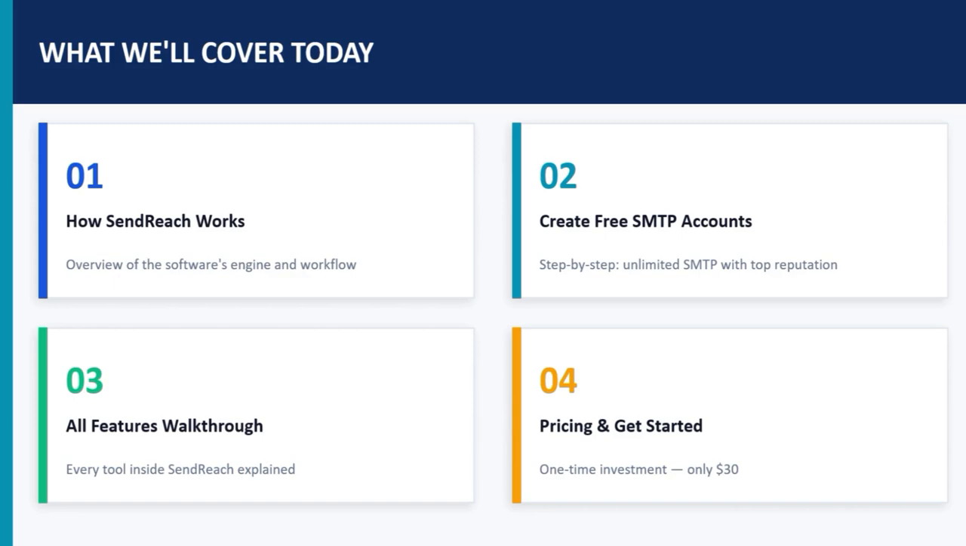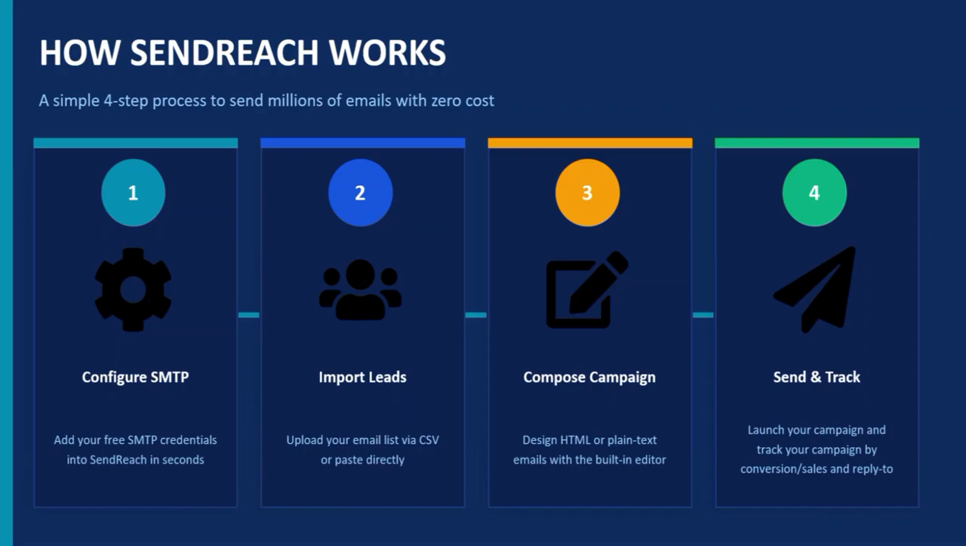Number 3, I'm going to be walking you through all the features of SendReach Sender, while number 4 is pricing and getting started. Remember, you need a one-time investment of $30 to get the SendReach Sender. The reason I say one-time is because once you get the sender, you can use it for life. You are not paying monthly, you are not paying yearly, and you also have the advantage of access to free updates of this software without paying a dime.